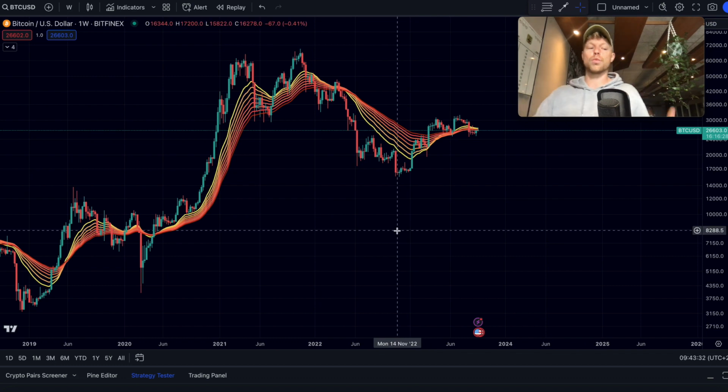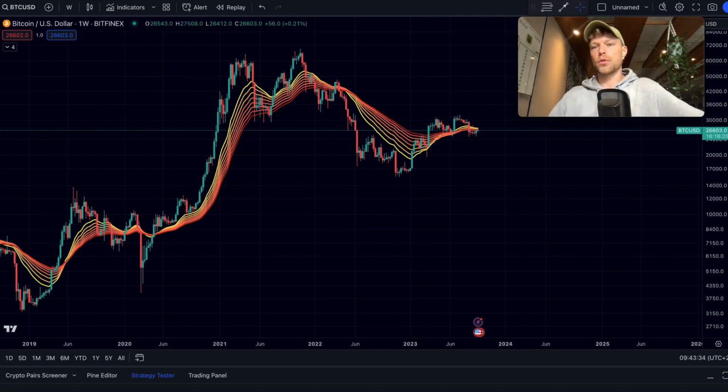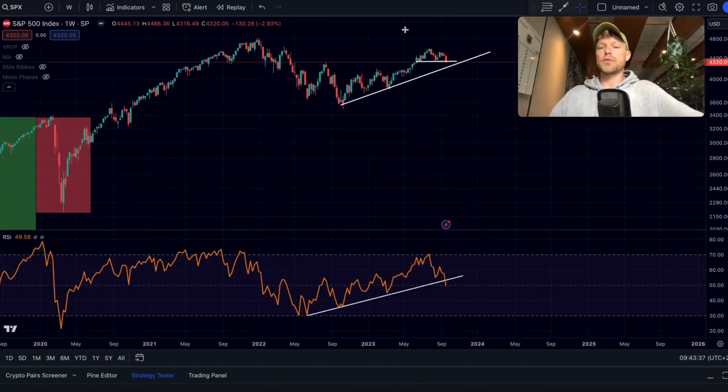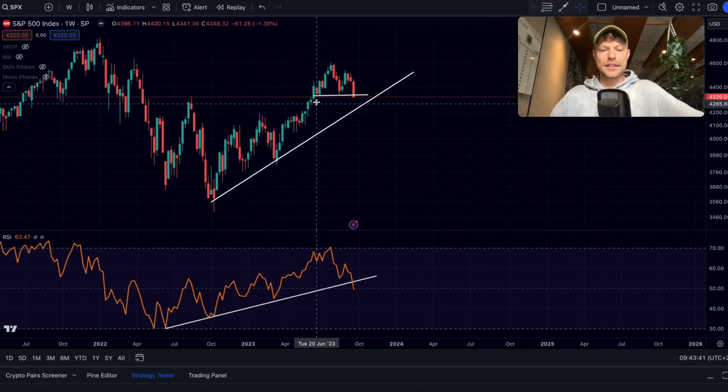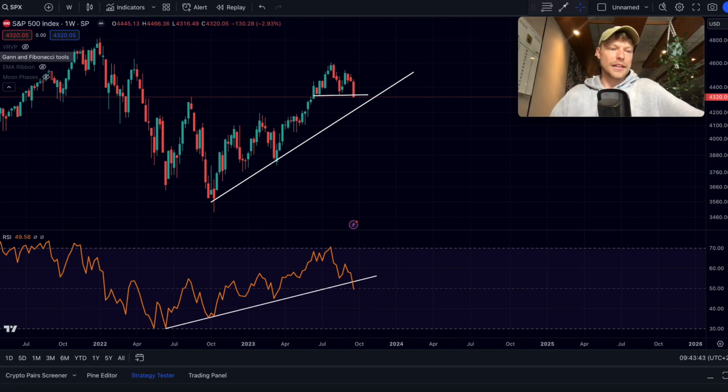And I want to bring up one chart that has a lot of confluence with Bitcoin on a weekly time frame, and that is of course the S&P 500. We have been looking at the S&P 500 as a head and shoulders formation.